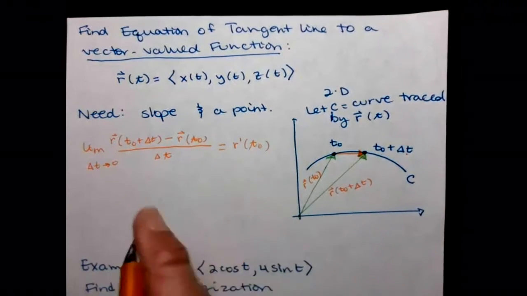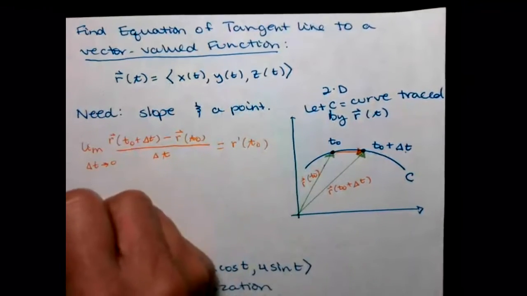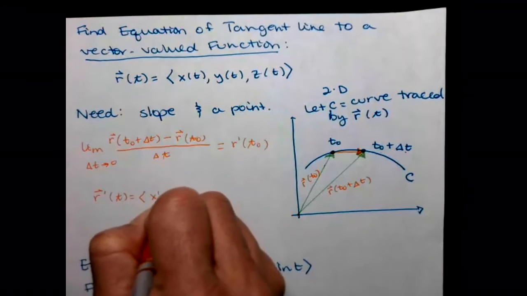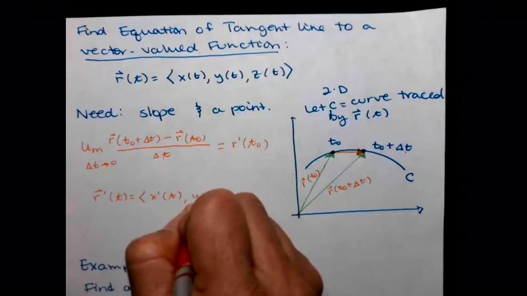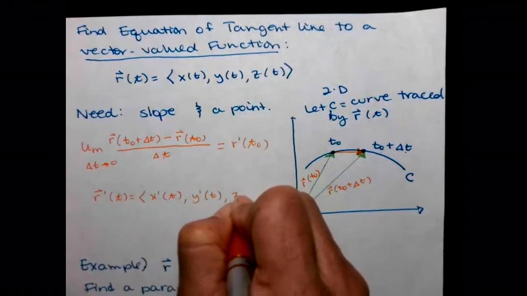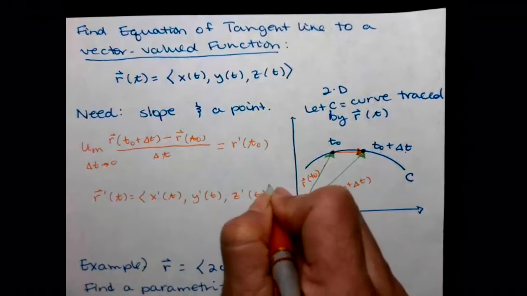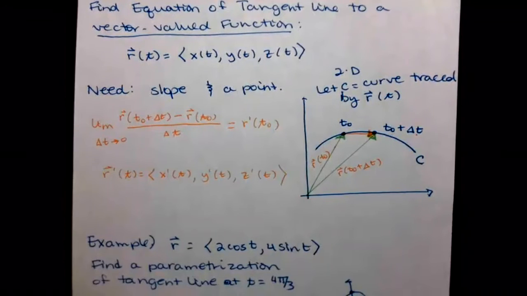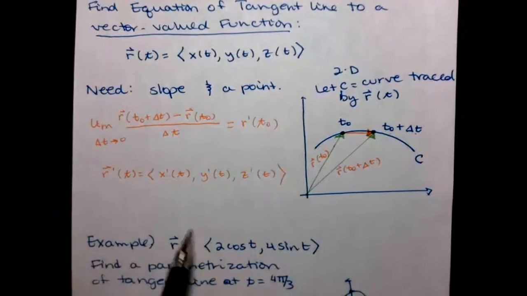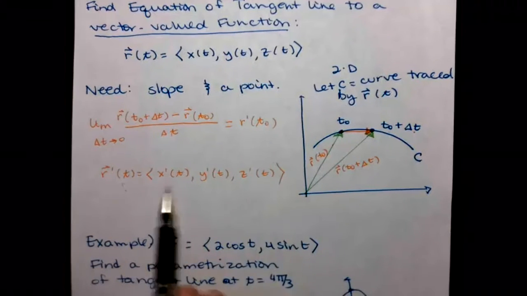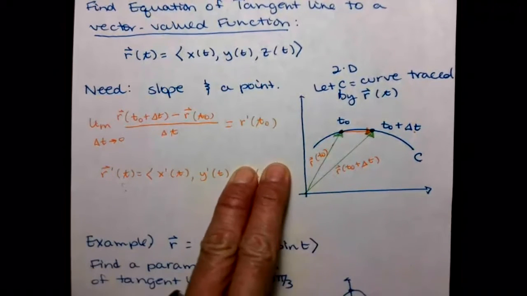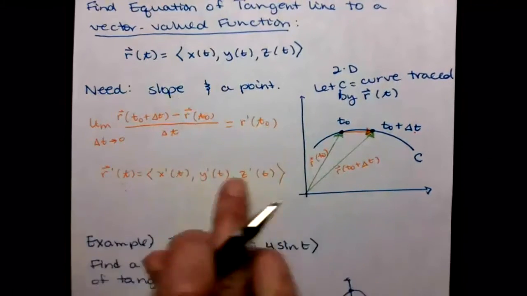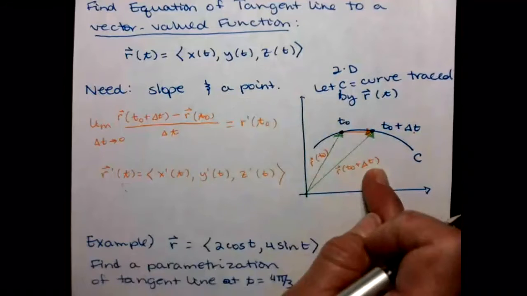Remember, if this is our r vector, r prime is just differentiating component-wise: x prime of t, y prime of t, and z prime of t. Now, the other thing we need is to remember how we parameterize a line. I've gone to 3 space already, so this is what it'll look like there. If we're in 2 space, we just leave off our z. To find the equation of the line, this is going to be our slope, and then we also need a point.